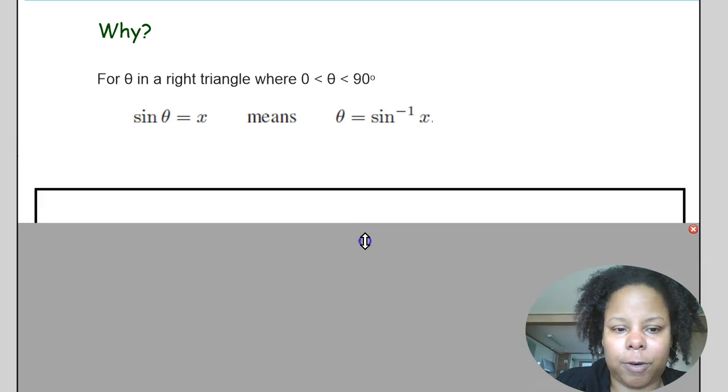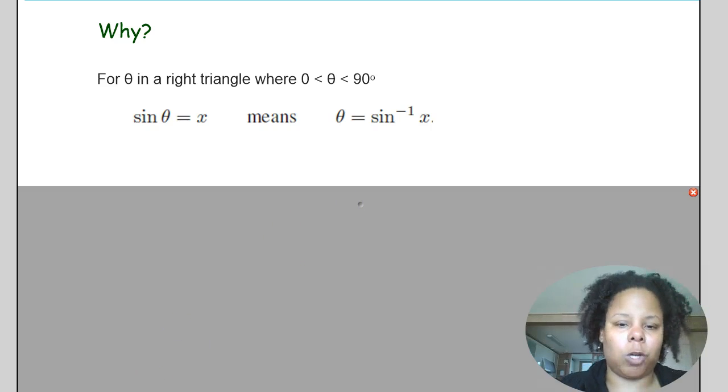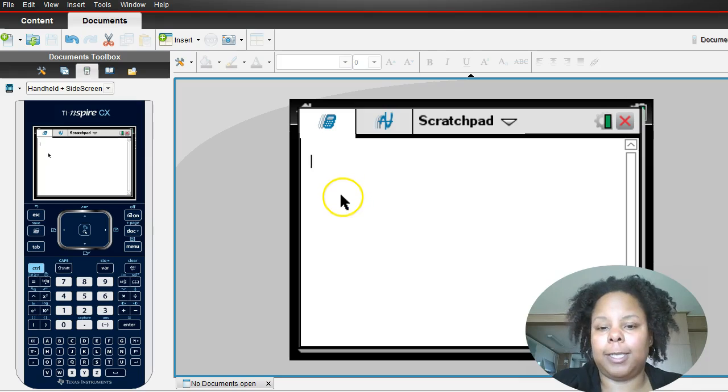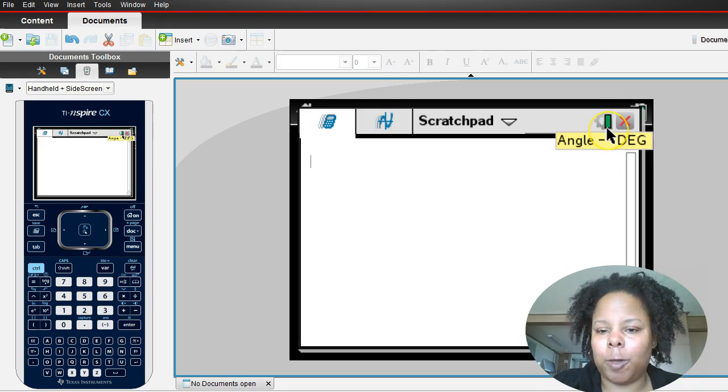So what does this mean for us? Well, I do want to go over some calculator issues so we can have an idea. First of all, we have to make sure our angle measurement is in the correct mode, which is degrees for this unit. So we go up into our scratch pad or calculator document and see if the angle is in degrees. If it's not, please change it.